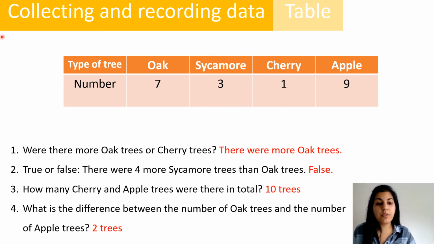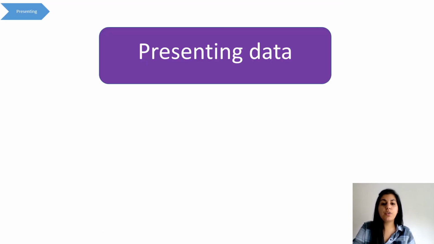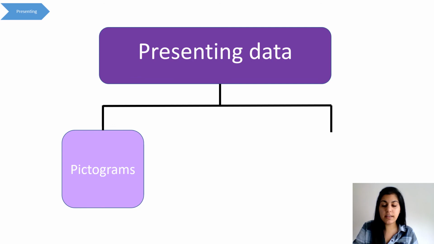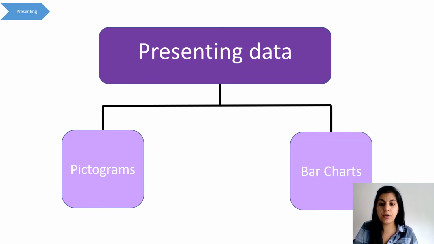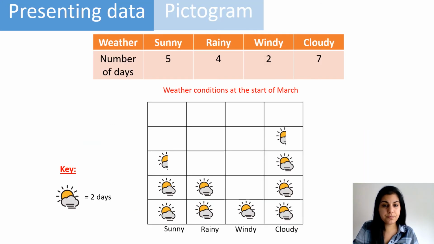So again, if you found these questions tricky, maybe pause the video, go back and have a look at where you went wrong. So we've now finished our bit on collecting and recording data. Hopefully you've managed to understand that there are 2 main ways of collecting and recording data, in a tally or in a table. We're now ready to move on to presenting data. And again, there are 2 ways that we're going to look at presenting data. One of these is using pictograms and the other one is using a bar chart.